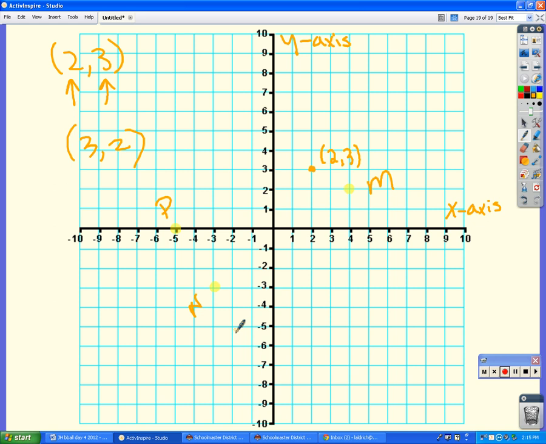So, Austin, what are the coordinates of point M? 4, 2. Good, 4, 2, because to get to M, I start in the middle, I go to the right 4, and then I go up 2. So this has the coordinates 4, 2. All right, Michael, what are the coordinates for point N down here?